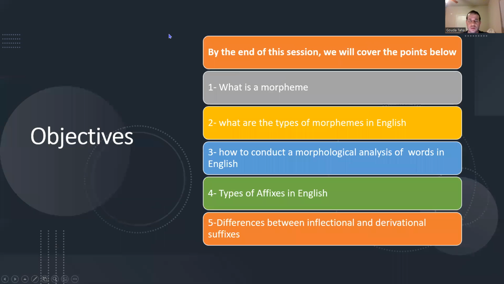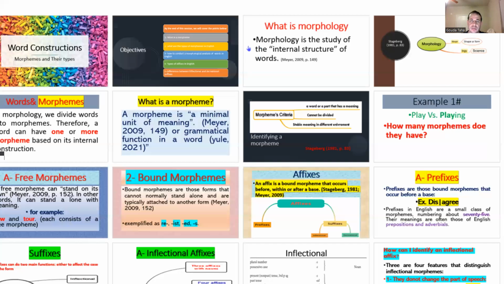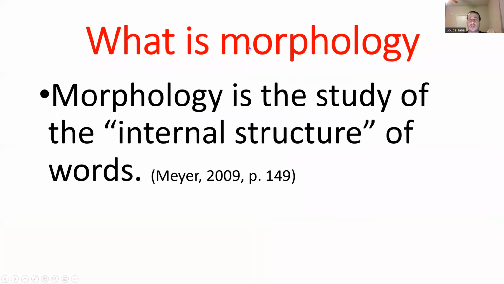So the objectives of my session, the things that I will go over during this session, are: what is a morpheme, what are the different types of morphemes in English, how can we conduct some kind of morphological analysis of words in English, and the types of affixes in English. I will finish with the differences between inflectional and derivational suffixes. So let's start off by saying what is morphology.